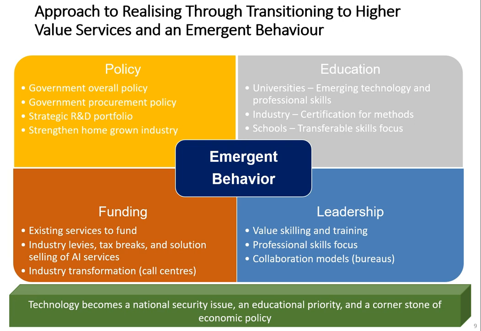The overlap of activities, functions, and areas shows how the key activities are used across the overall approach for realizing the outcomes. Technology becomes a national security issue, an educational priority, and a cornerstone of economic policy because of the integrated technology hub approach, as well as these being needed to help shape and influence the integrated technology hubs.